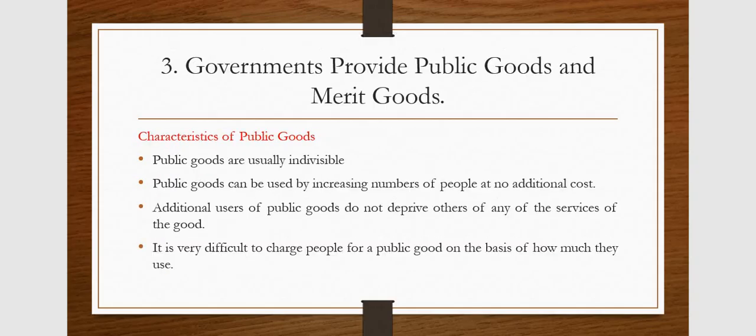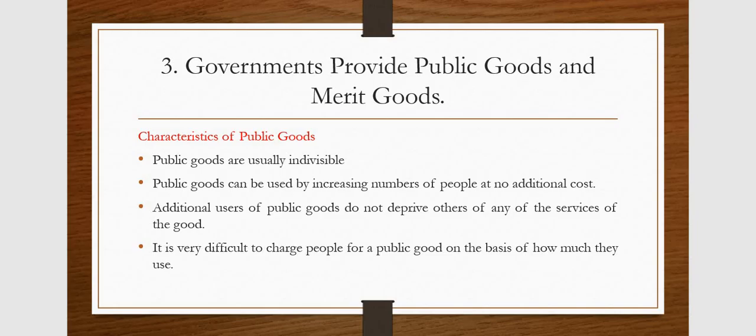And so, characteristics of public goods. Public goods are usually indivisible. You cannot share the public goods. For example, a road, right? It will be there and it is meant for all. Then public goods can be used by increasing numbers of people at no additional cost. And so you can use it, I can use it, no additional cost. I hope you get that.